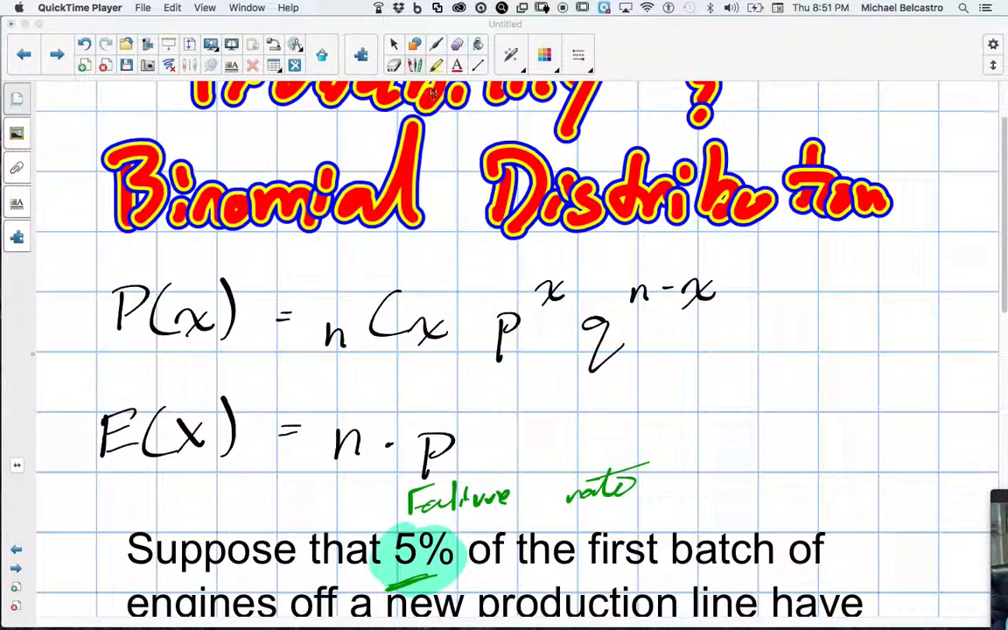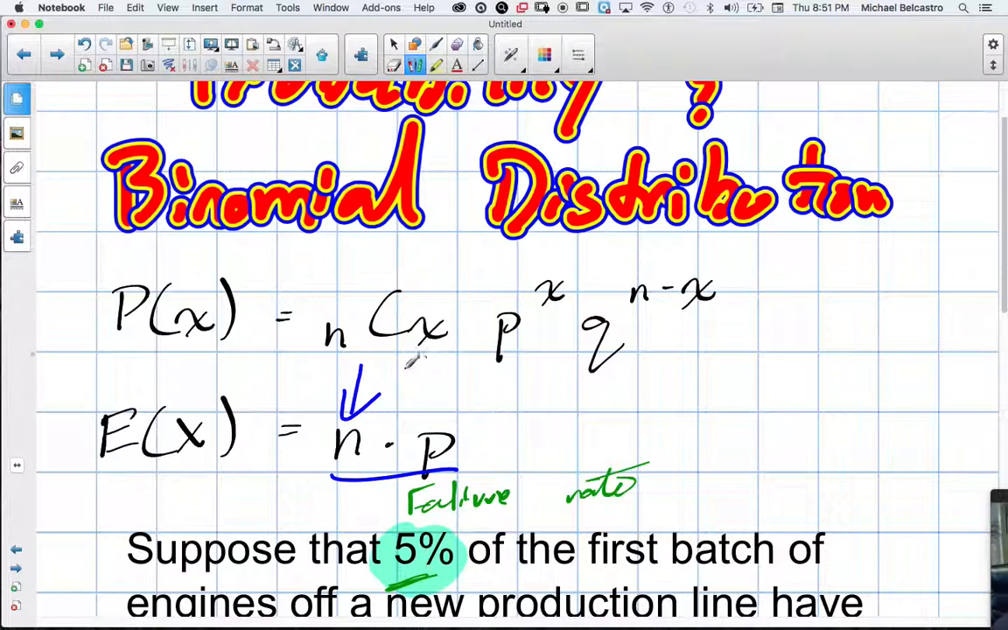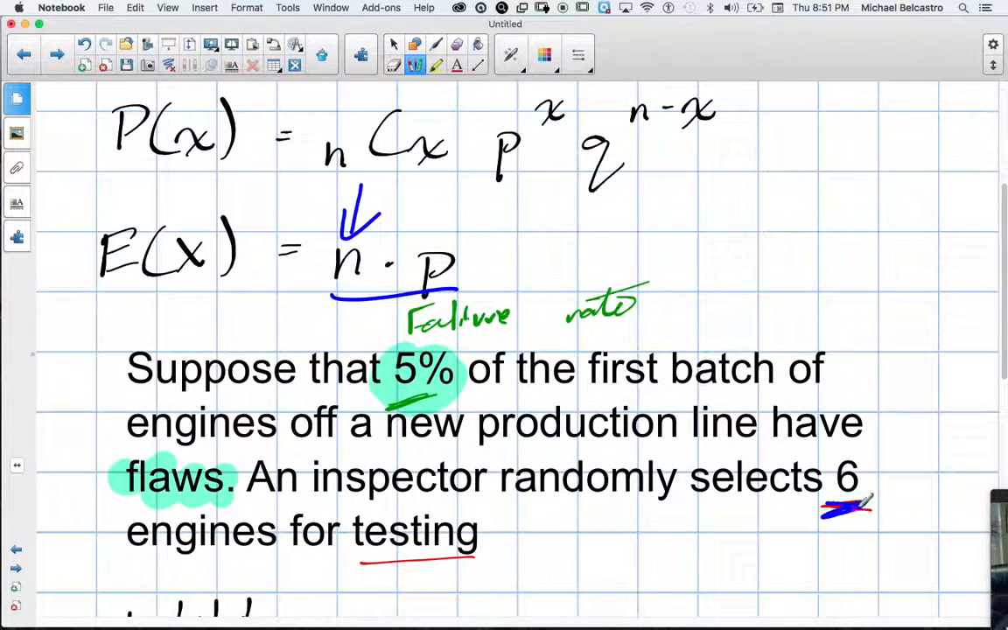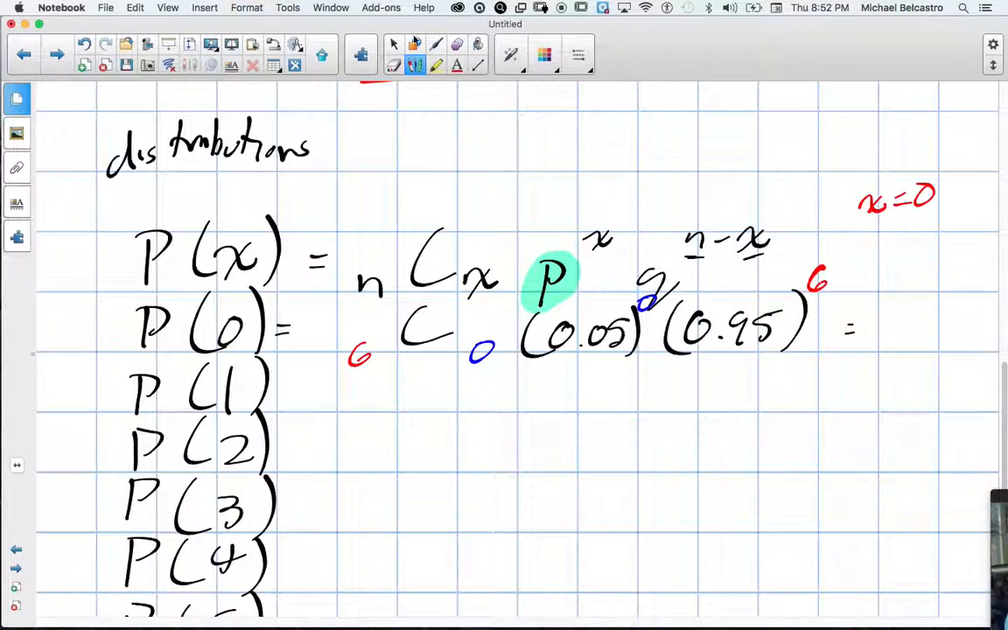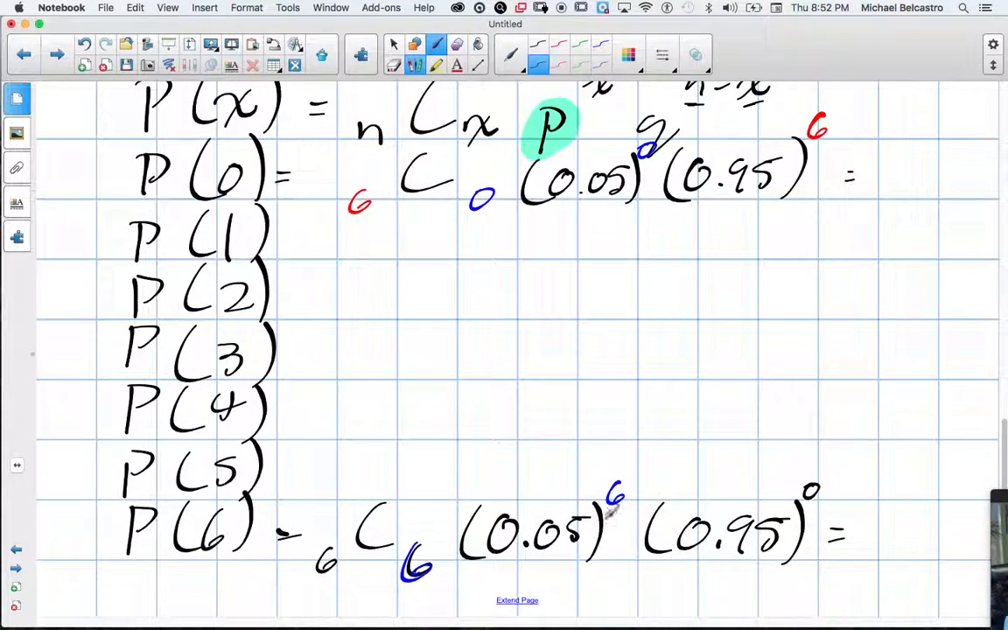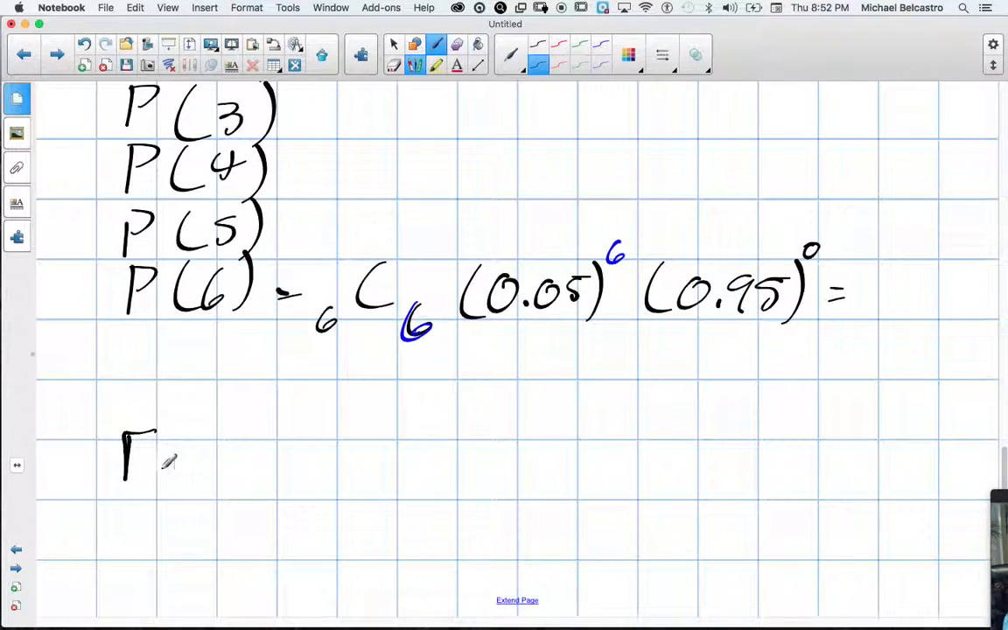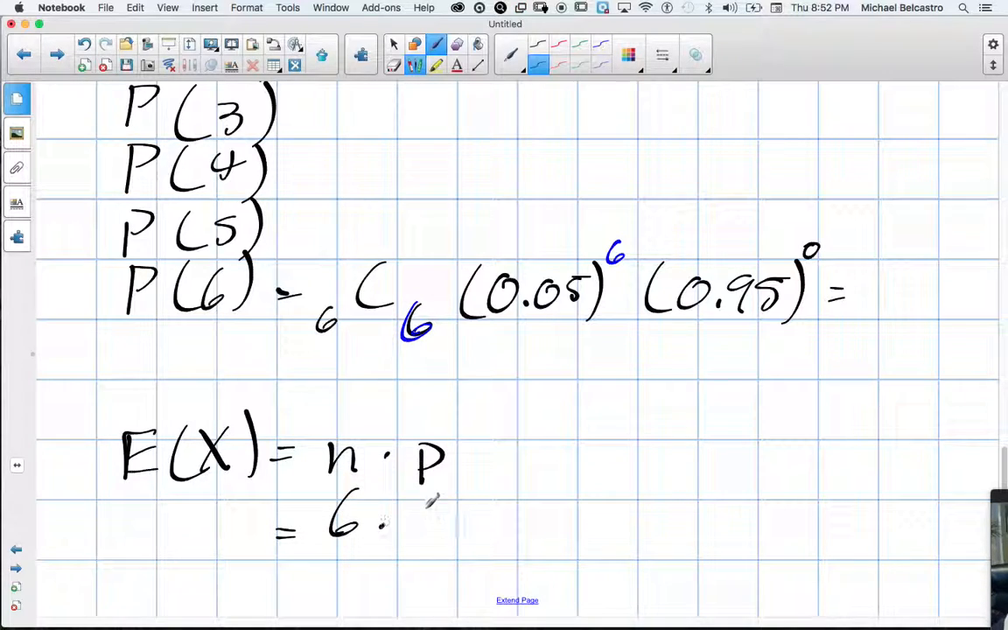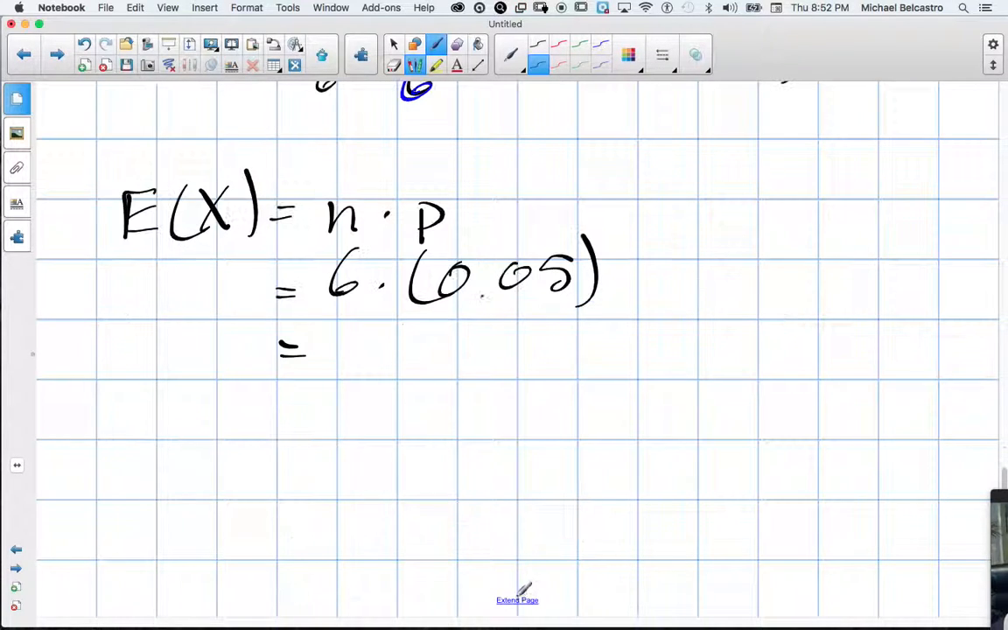We still have to figure out the expected rate, and that's actually much, much easier to calculate. We just look at the number of trials, and remember this one was 6, and the probability of, usually they call it success, in our case it's a flawed engine. Okay, so to get the expected value is n times p. Well, there are 6 trials times the probability is 0.05. So the number of expected flawed engines here is 0.3.